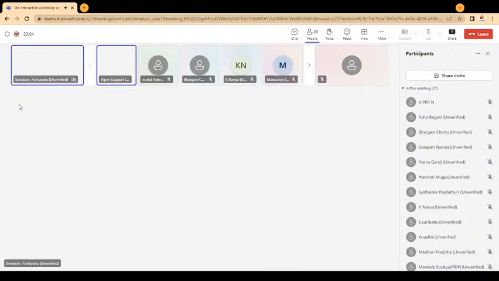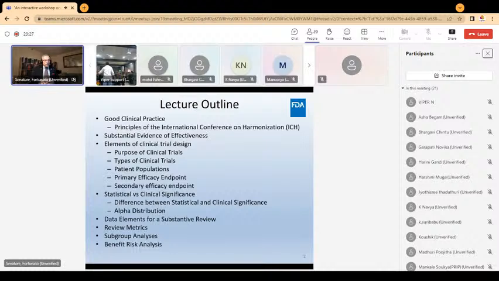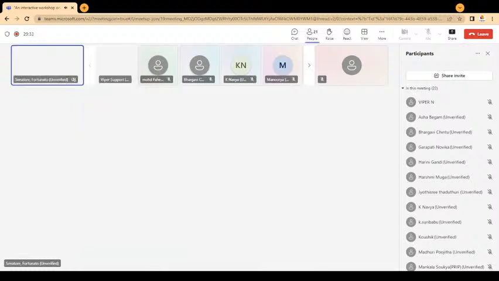To be on several items. I'm going to start off by talking about good clinical practice, and from good clinical practice based upon the principles of International Conference on Harmonization. And then I'm going to talk about the definition of substantial evidence of effectiveness.